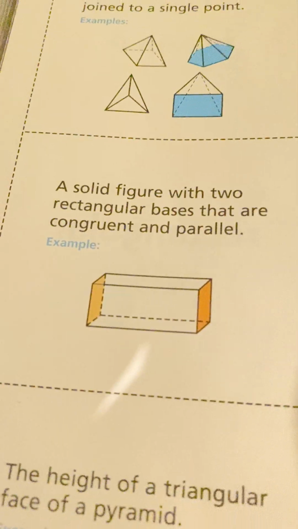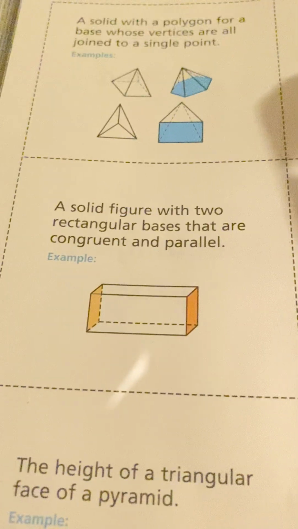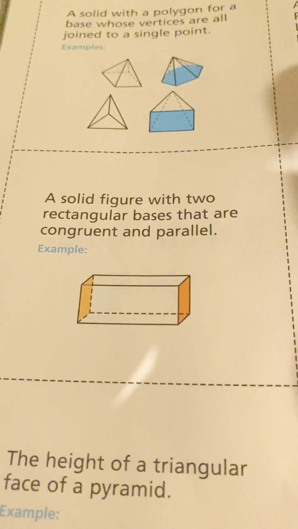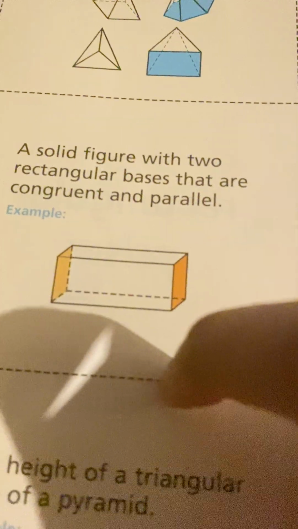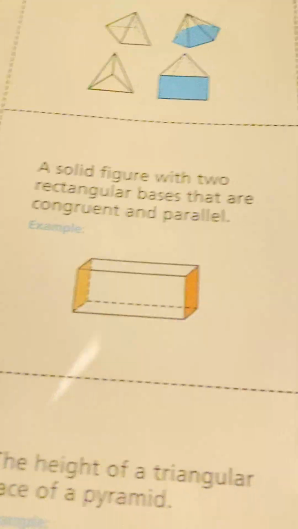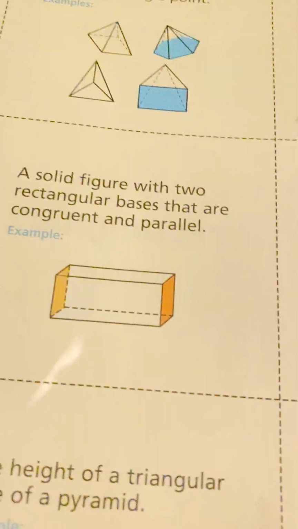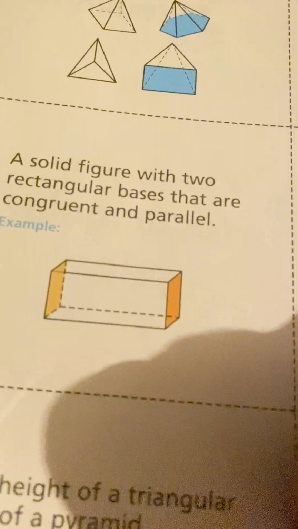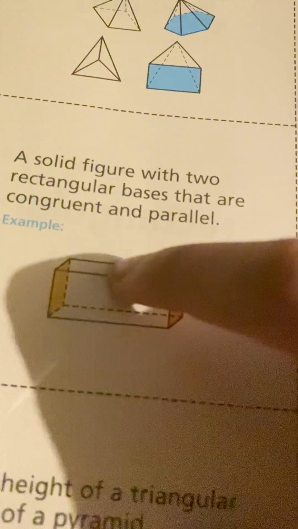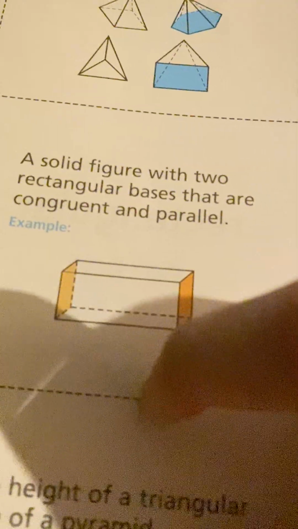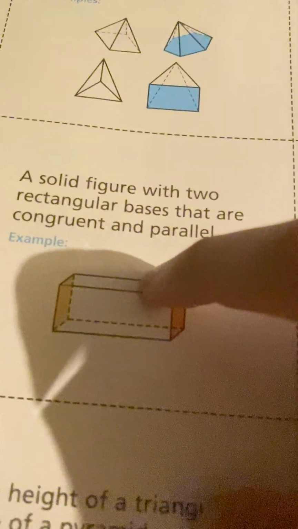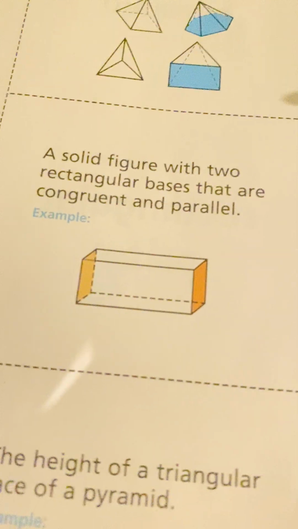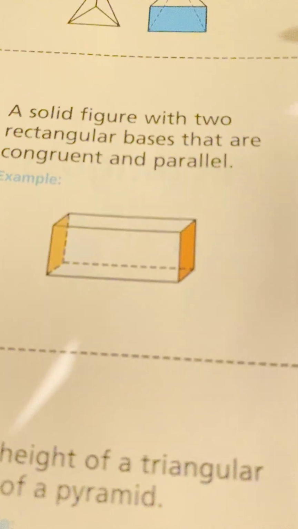This is a rectangular prism. A rectangular prism is a solid figure with two rectangular bases that are congruent and parallel. So if we look here, these are rectangular bases that are the faces. So they are faces. 1, 2, that makes two faces. But then there are also a top face and a bottom face, which makes 4 faces. Then comes the front and the back faces, which makes 6 faces. So a rectangular prism has 6 faces altogether.